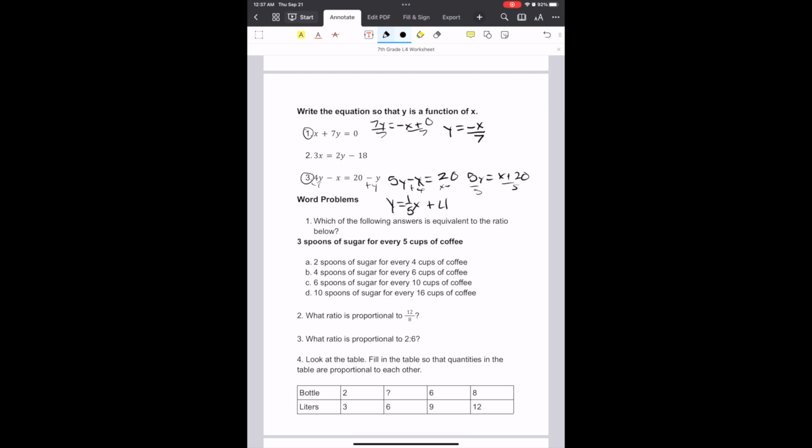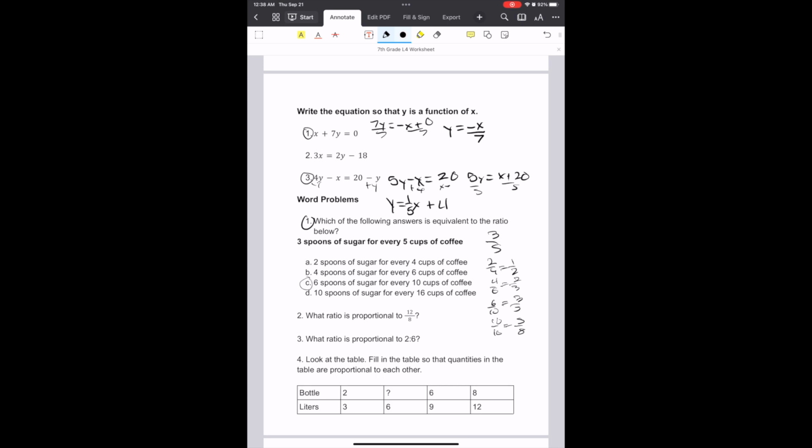Alright, let's move on to word problems. So start with number 1. Which of the following below is equivalent to the ratio below? 3 spoons of sugar for every 5 cups of coffee. So that's just 3/5. A is 2 over 4, which is equal to 1/2, which is not 3/5. 4 over 6 is equal to 2/3, which is not 3/5. 6 over 10 is equal to 3/5, which is 3/5. And 10 over 16 is equal to 5 over 8, which is not 3/5. So the correct answer is C.